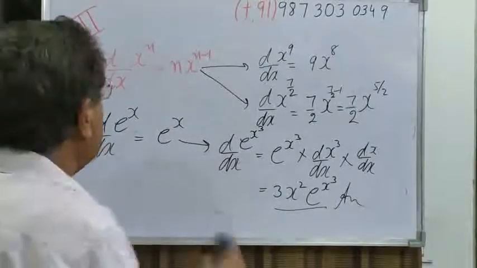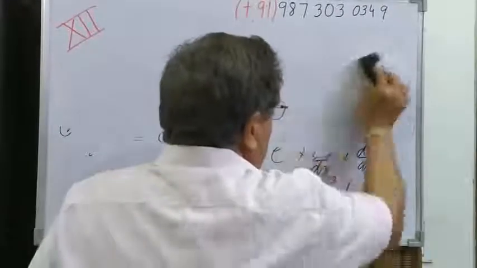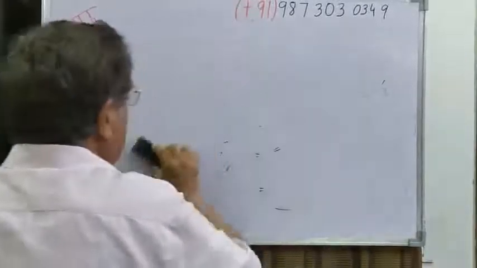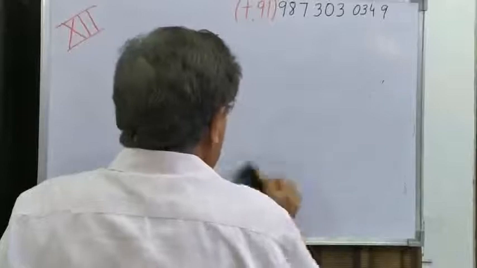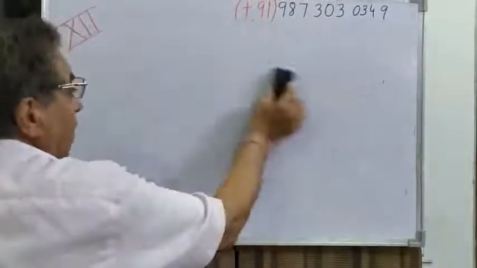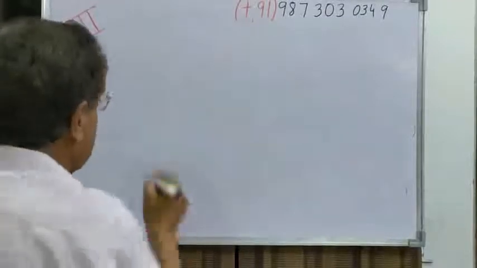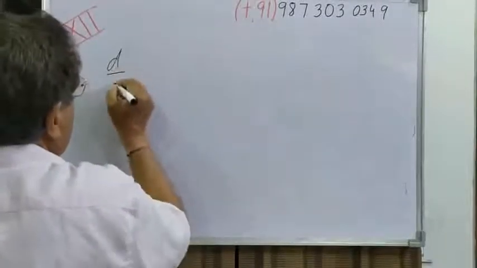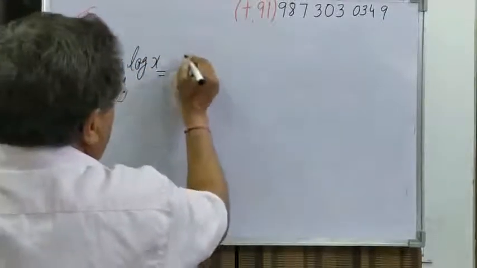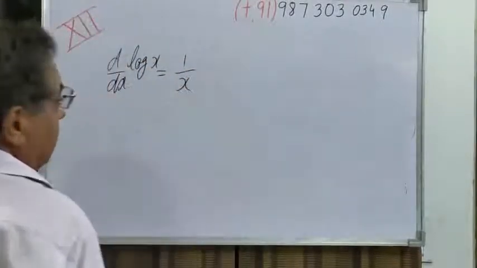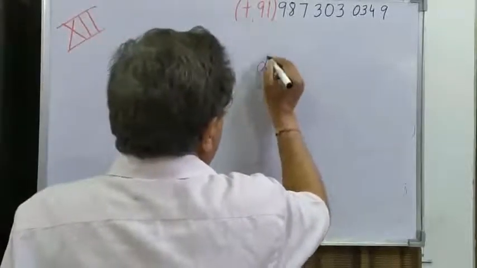Now let us go for the next one. After knowing these two formulae, the next one: e to the power x was an exponential function, and now let us go for a log function. Suppose we come across the derivative of log of x, and that is equal to 1 by x. Here I give you one of the illustrations.